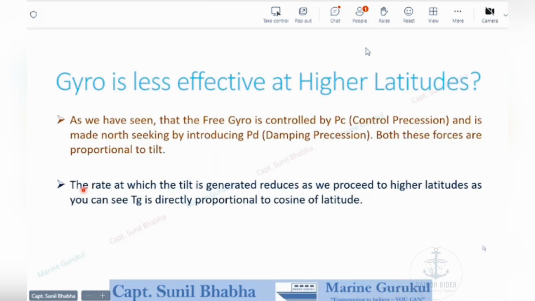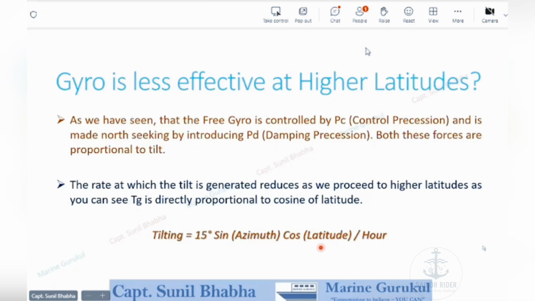Now the tilt is generated by tilting, or you can say the rate at which the tilt is generated is known as tilting, and tilting reduces as we proceed to higher latitudes. Why does it reduce? Let's look into the formula. The tilting formula is 15 degrees sine of azimuth cos of latitude per hour.